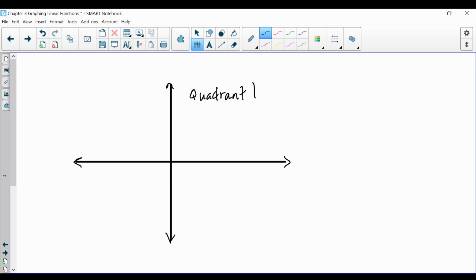So this is quadrant 1, and I know the points in this quadrant are always positive, positive. So if I have a point, let's say here, so this is 2. So this point right here is (2, 2). And I'm going to call this just point A. So I name a point with an uppercase letter. I know in quadrant 1, my points are positive, positive.